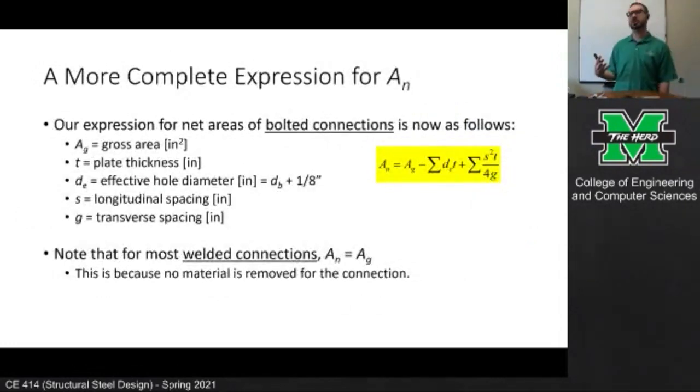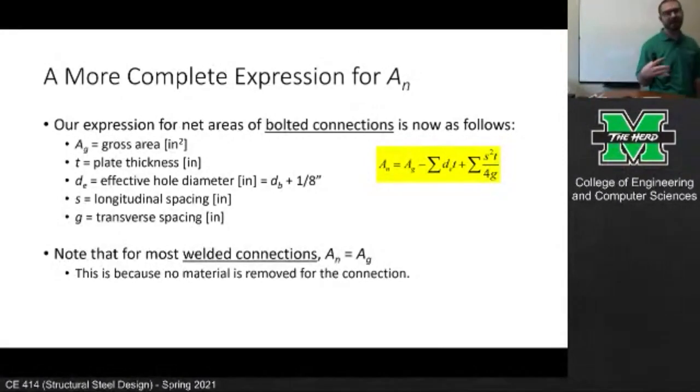So a more complete expression for AN for bolted connections: if we want to compute the net area, we take the gross area, we subtract all of the bolt holes, so the diameter of the hole times the thickness. And remember that we get the hole diameter by taking the bolt diameter and adding 1/8 of an inch. But then we add any necessary stagger factors, and the stagger factors would be S squared T over 4G.